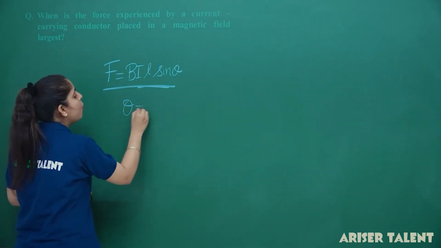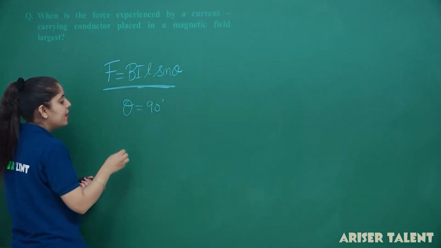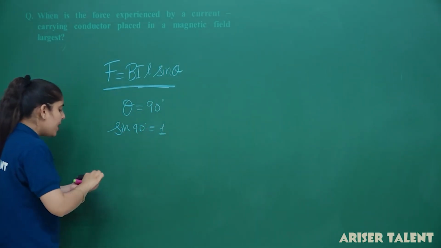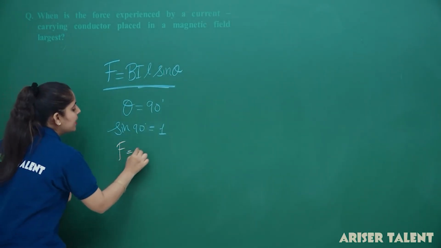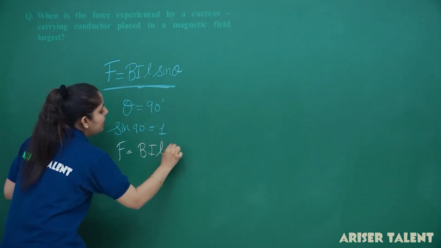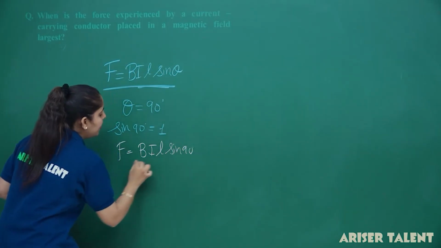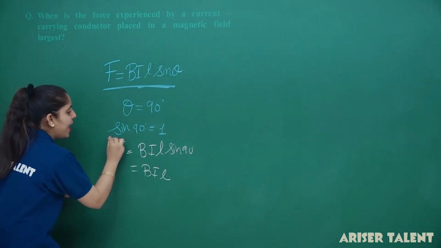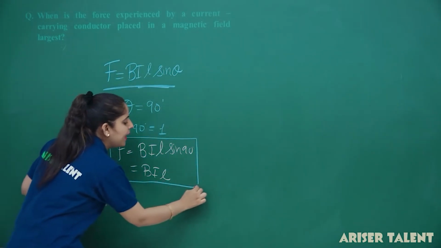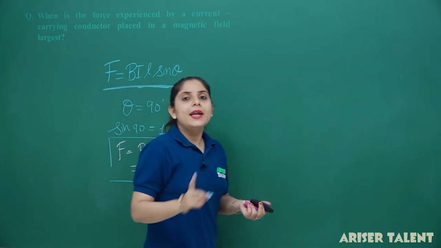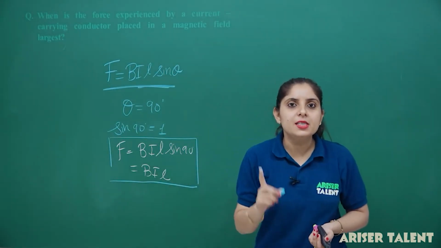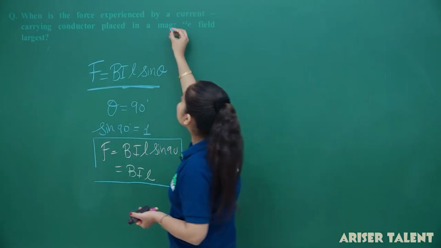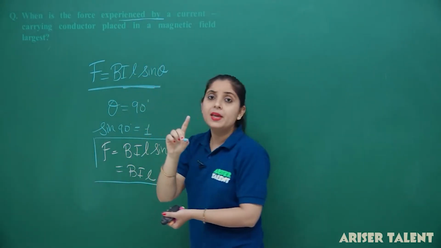This will be maximum only when theta equals 90 degrees, because sin 90 will give you 1, and you will get the value of force as BIL sin 90, which will be equal to BIL. So you can see that when the angle is 90 degrees, you will get the largest value of the force. It means the magnetic field is perpendicular to the direction of the current, and the force experienced by the conductor will be maximum.